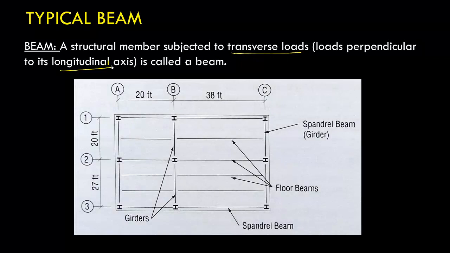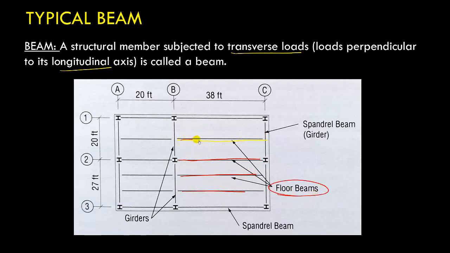So we can have different kinds of beam. For example, some of the typical beams are shown in this figure. So this is one beam, and we call these beams floor beams. So these are floor beams.